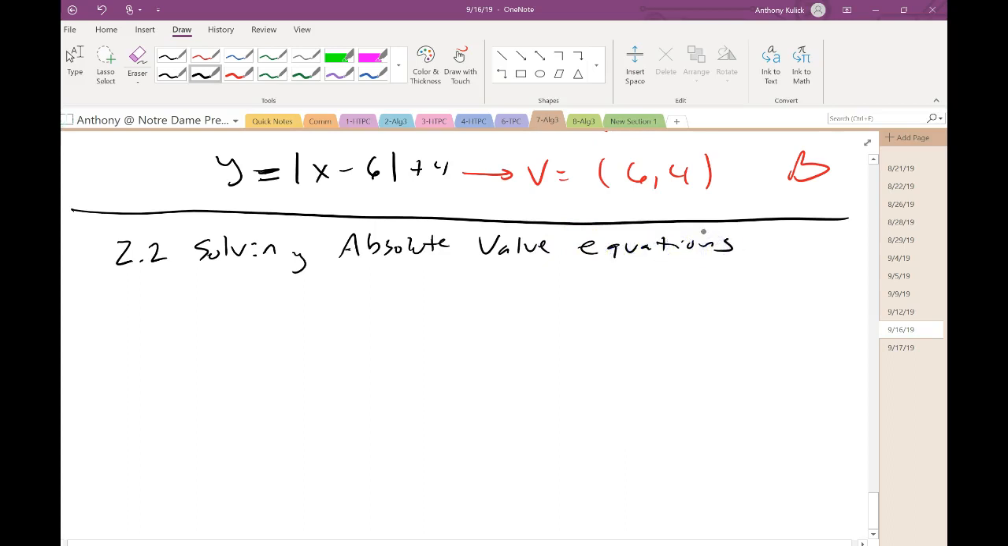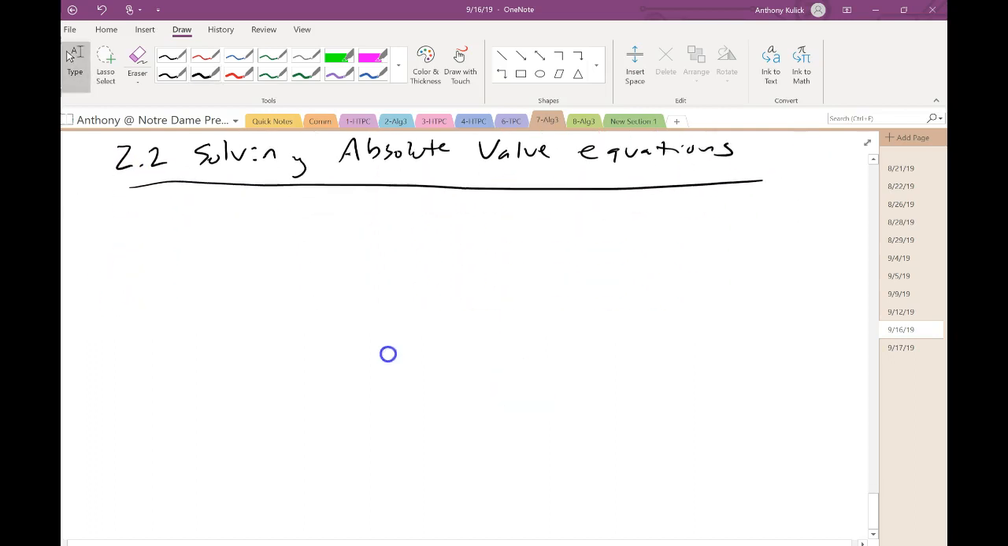So in section 2.2, we're going to be talking about solving absolute value equations. To kind of preface this, let's solve a couple of very, very simple, basic absolute value equations to just give us an idea of what some of the potential pitfalls might be.